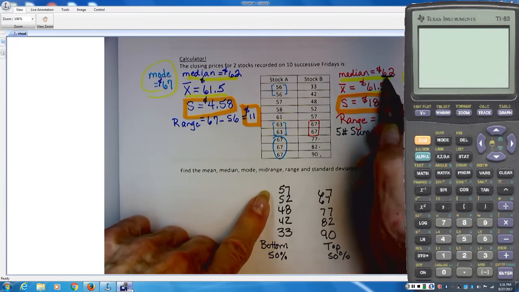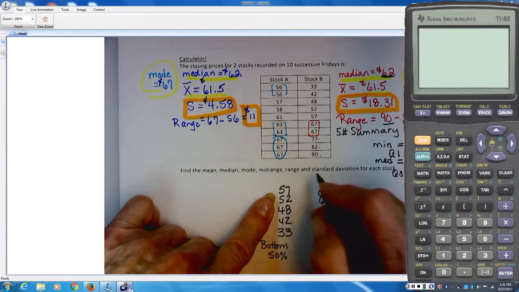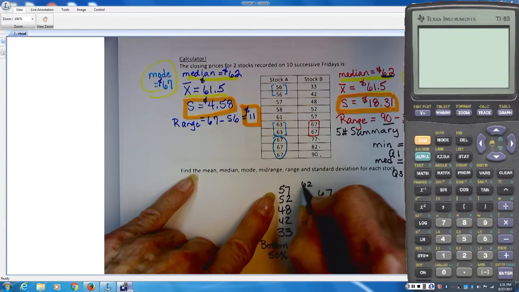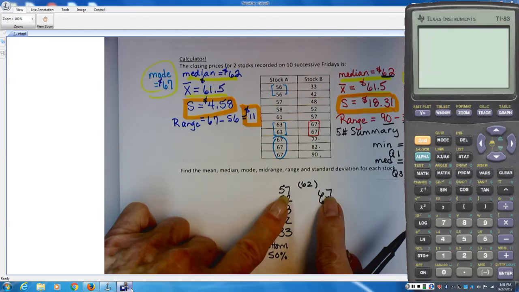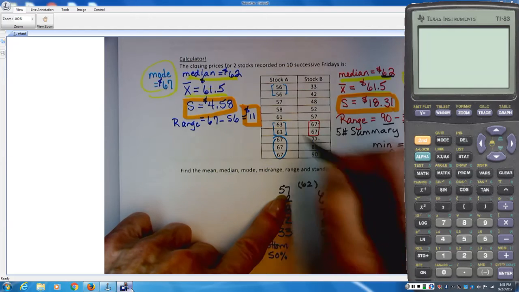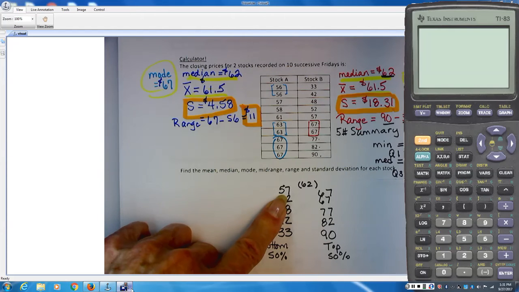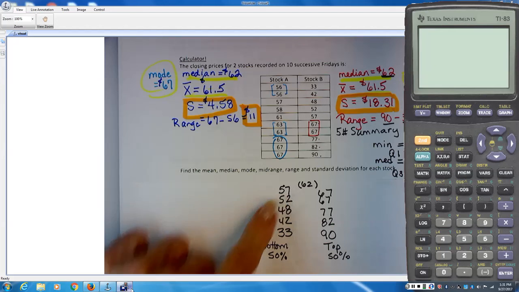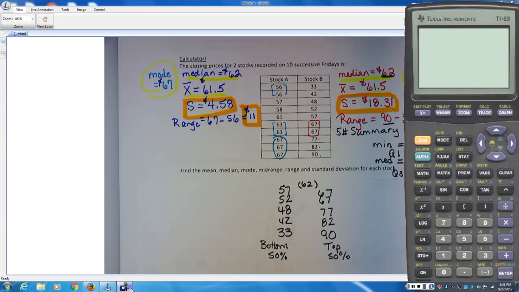Notice that the median of 62 is halfway between 57 and 67. It is the middle number between 57 and 67. We don't even have a stock price at $62. That's just a measure of where the middle of the stock is, where do the stocks break into the lower half and the upper half, okay?